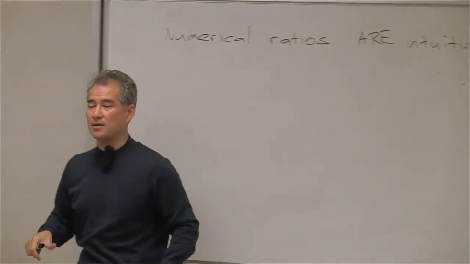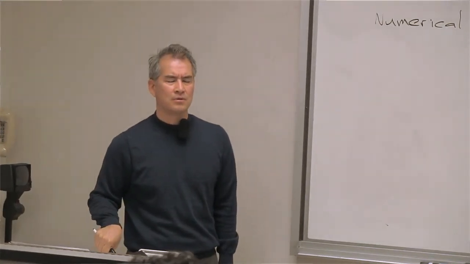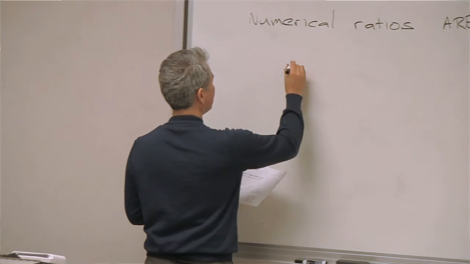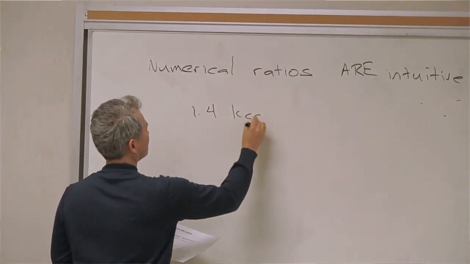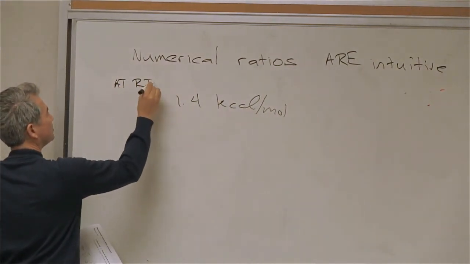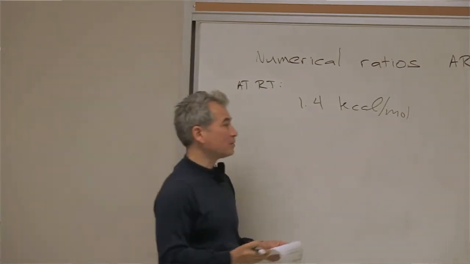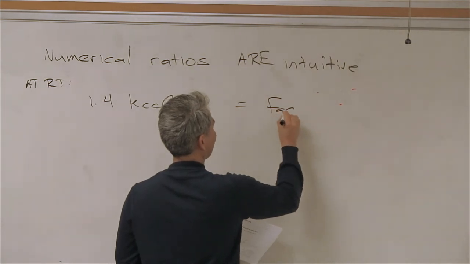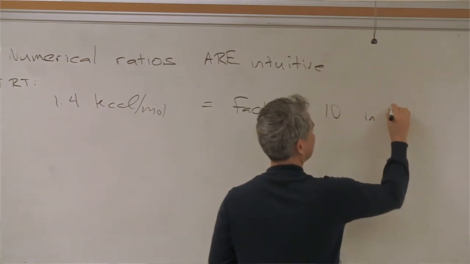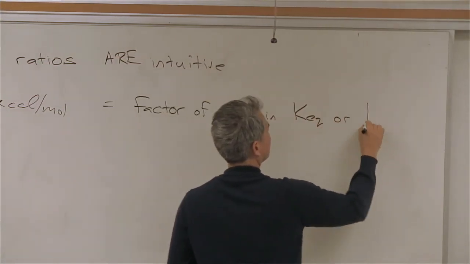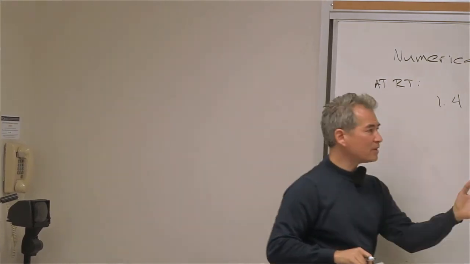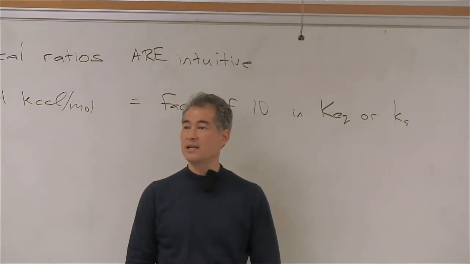Every time I give you a free energy value, or you derive one using an electronic structure calculation package and you estimate energy differences in kcals per mole, you ought to be converting those into numerical ratios. Let me remind you, I hope you already know this, it's very important: at room temperature, every 1.4 kcals per mole correlates with a factor of 10. That's a numerical ratio, and it's a factor of 10 in either equilibrium constants or in rate constants. If you're comparing transition states, 1.4 kcals per mole is a factor of 10 in rate constants.